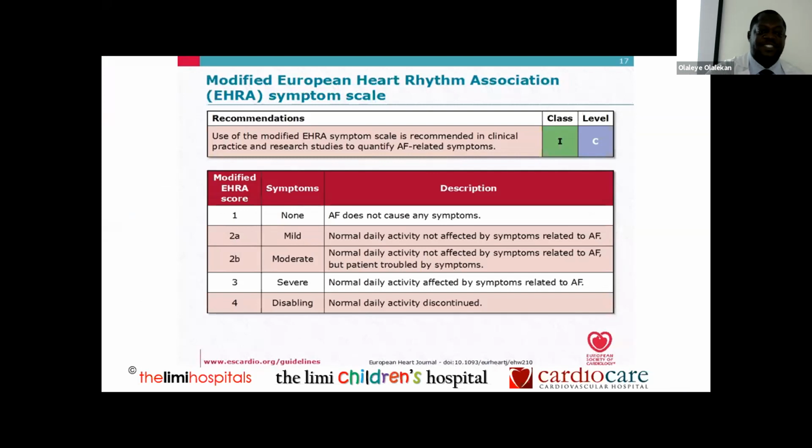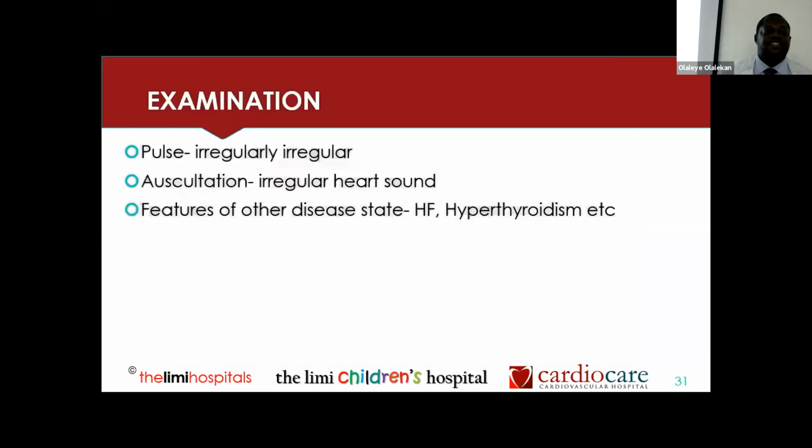Starting from a patient with no symptom, that's silent atrial fibrillation, then stage 2A, 2B with normal daily activity not really affected by symptoms. By the time you get to stage 3, the patient's daily activity is affected by symptoms, and by stage 4, the patient has very severe symptoms and cannot carry out any of their daily activity.